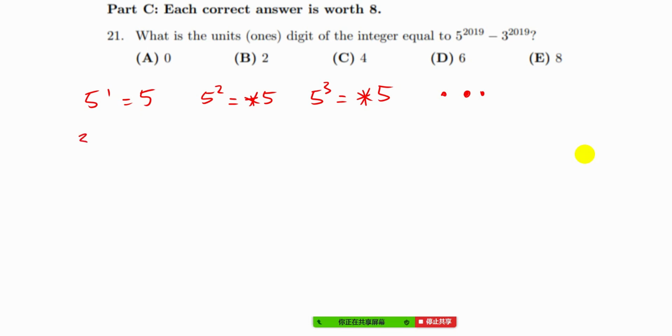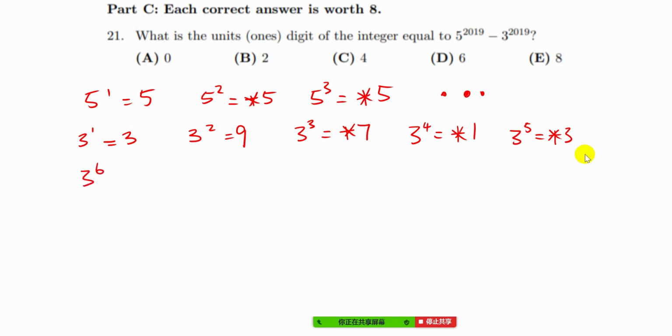And then 3 to the power of 1 equals 3. 3 to the power of 2 equals 9. 3 to the power of 3 equals something with a ones digit of 7. 3 to the power of 4 equals something with a ones digit of 1. And then 3 to the power of 5 equals something ending in 3 again. So we can see that 3 to the power of 5 and 3 to the power of 1 both have a ones digit of 3. And then we can suspect that there is a pattern or a loop, and we continue for a bit.